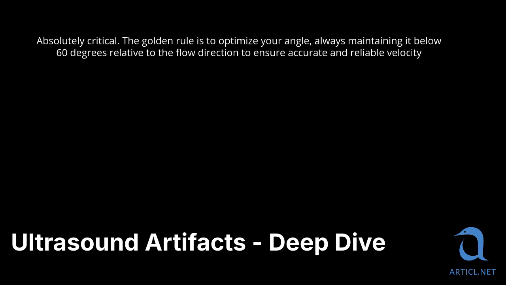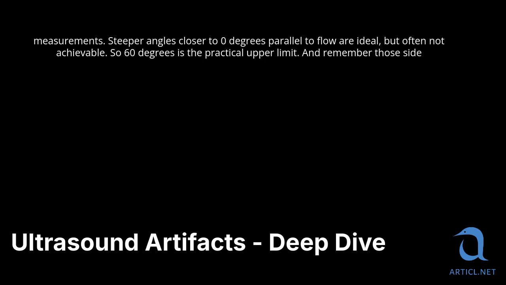Absolutely critical. The golden rule is to optimize your angle, always maintaining it below 60 degrees relative to the flow direction to ensure accurate and reliable velocity measurements. Steeper angles, closer to 0 degrees, parallel to flow, are ideal, but often not achievable. So 60 degrees is the practical upper limit.